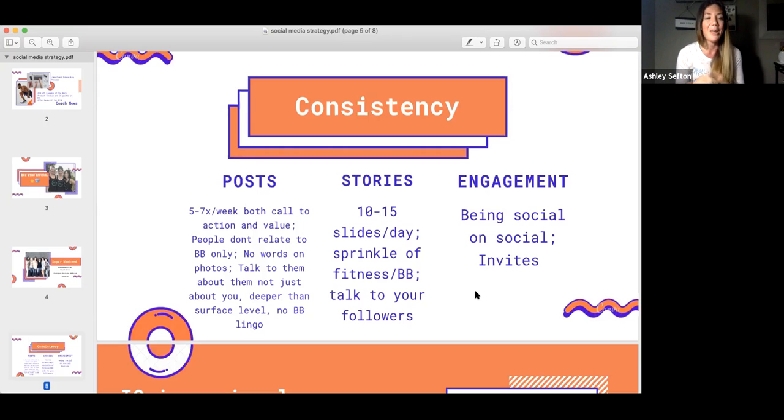And then engagement, being social on social media. It's a social media platform. It helps the algorithm if you comment on people's posts. It helps the algorithm if you are interactive with people. It helps the algorithm if you're sending invites to an extent. If you're sending like 1 million in one day, no. But they want to see you using the app that's not just for a post and a couple stories a day.